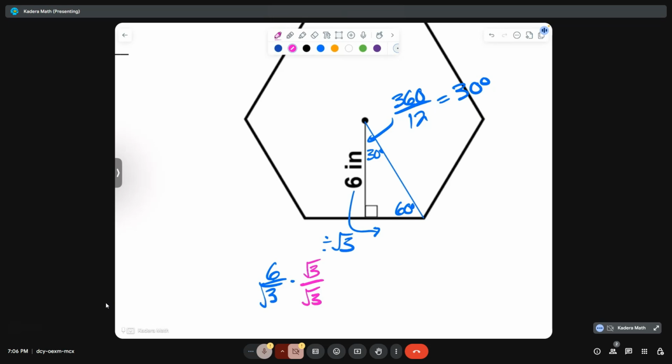One of these again. Should be pretty used to this, though. 3 over regular 3, that is 2 times the square root of 3 right there. 2 square root of 3. So that can serve as the base of that triangle. And you can get this problem done pretty darn fast.